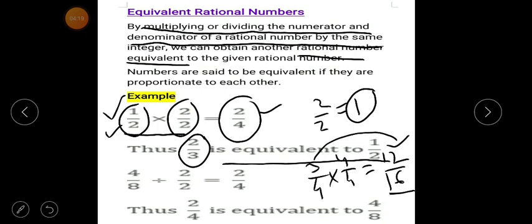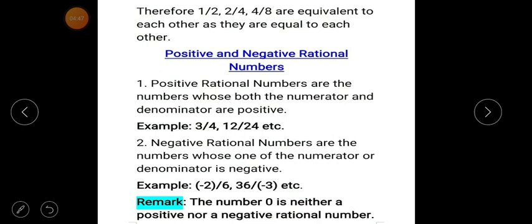Here you can see one more example, 4 by 8 divided by 2 by 2. Now when we divide any number by 1, that is 2 by 2, which is equivalent to 1, we will get 2 by 4. So 2 by 4 is the equivalent rational number to 4 by 8. Therefore, 1 by 2, 2 by 4, 4 by 8 all are equivalent to each other, or we can say they are equivalent rational numbers.